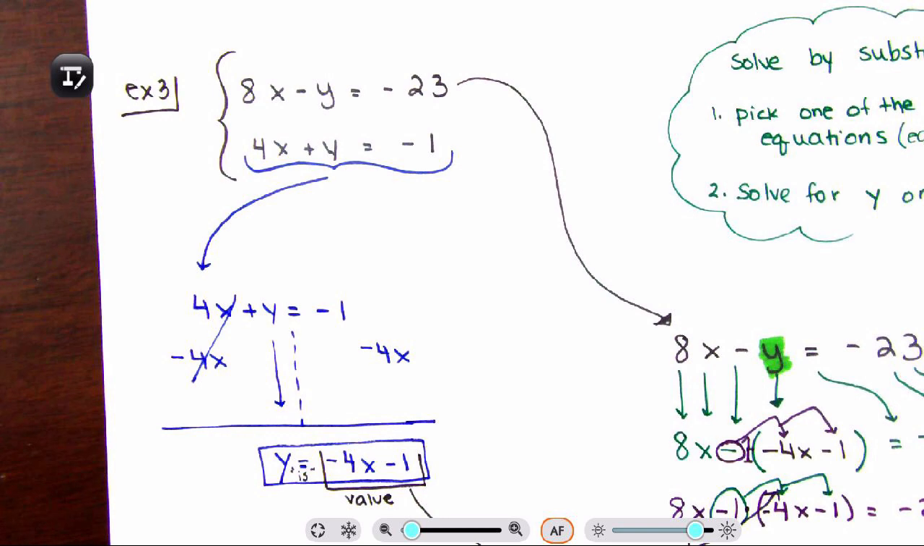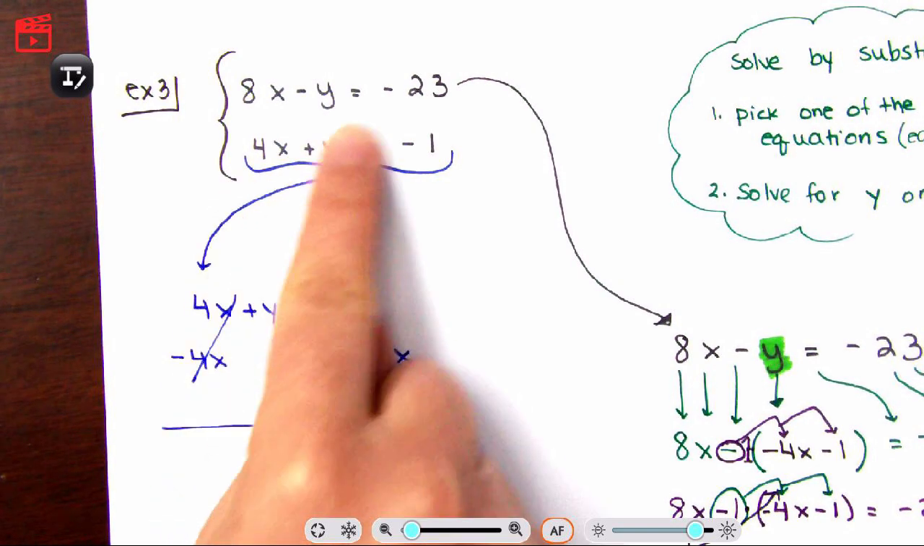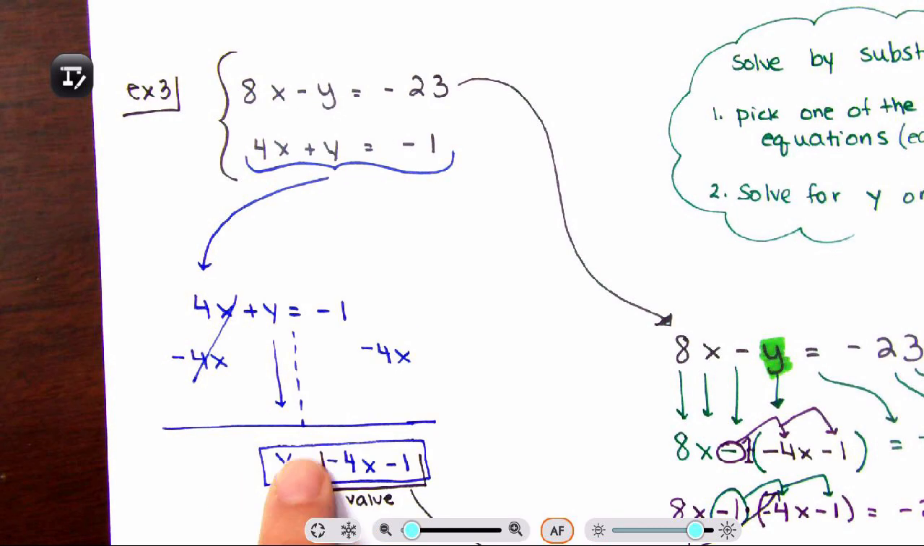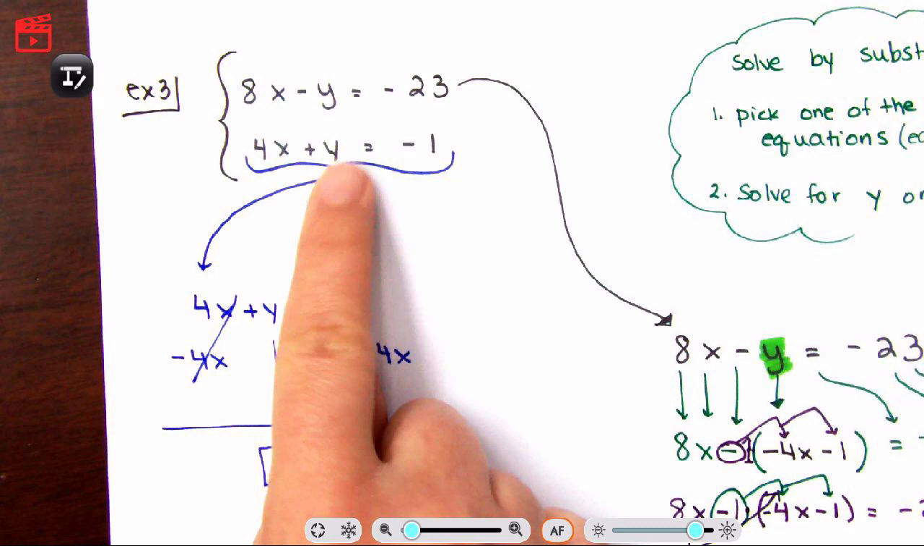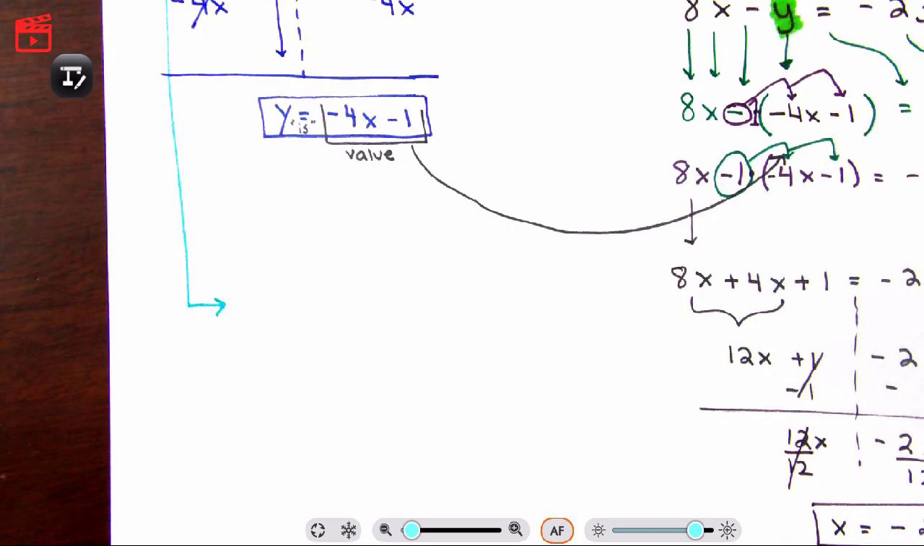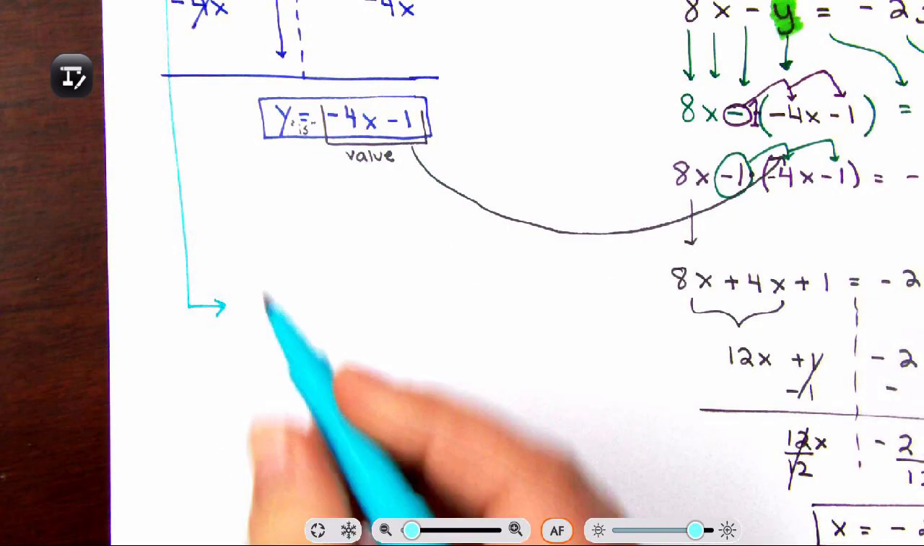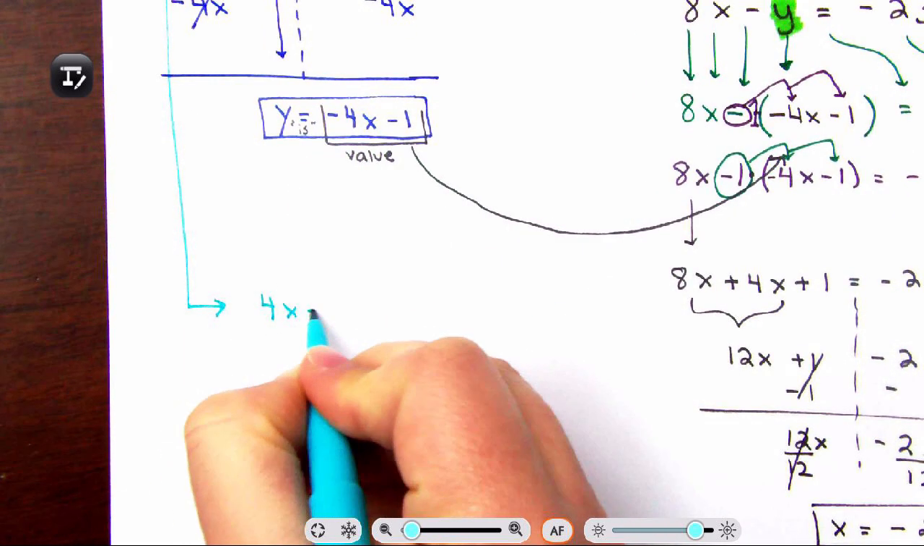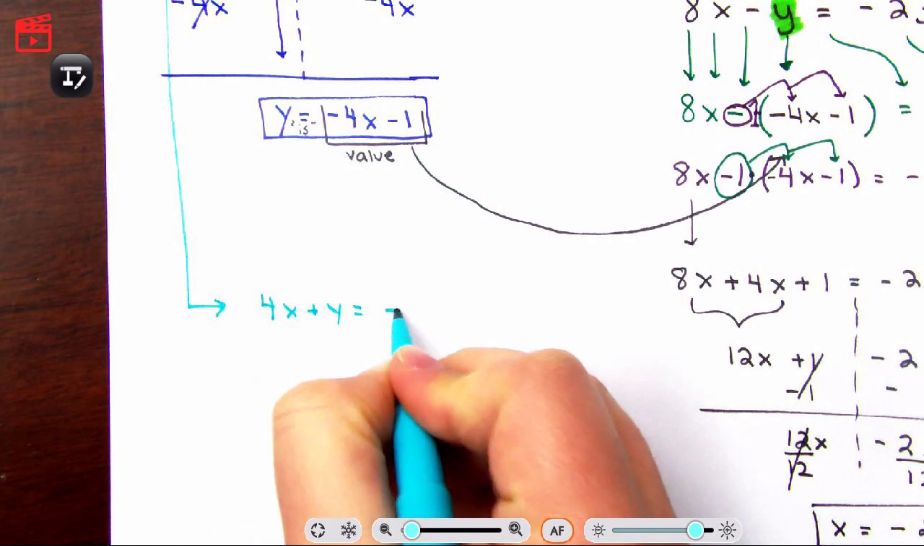It is your choice if you want to use the one that you worked with or if you want to use one of these. It doesn't matter. This one, if you did it correctly, should work just fine. However, if you don't want to, that's okay. We can do that one instead. So let's choose the bottom one instead if you're not comfortable or you're not confident in your work. So I have 4x plus y is equal to -1.